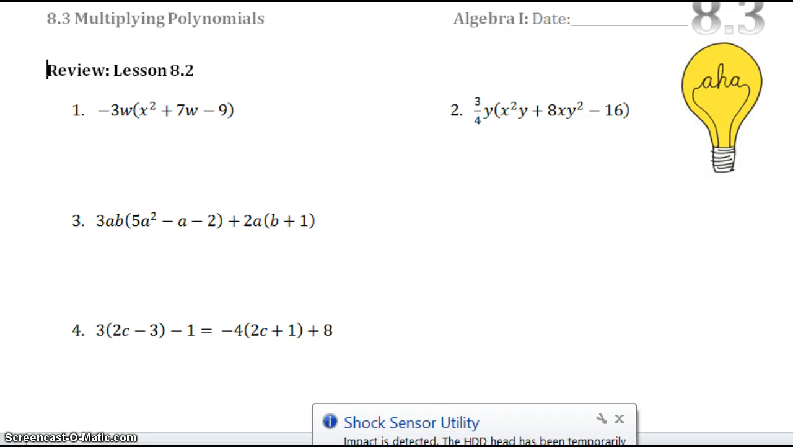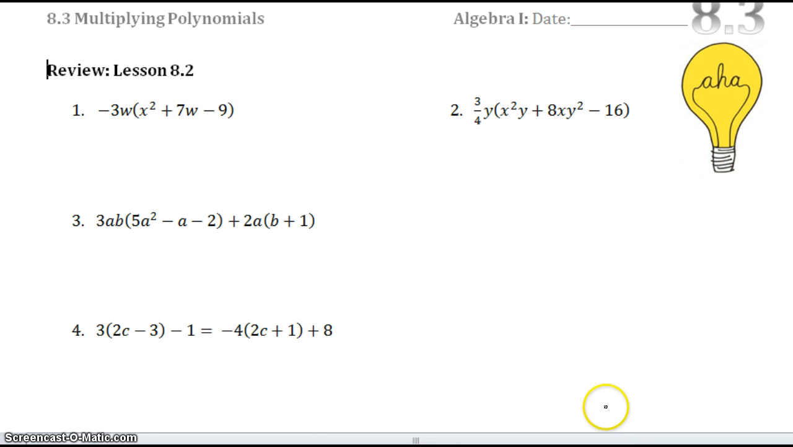Hello, algebra students. We're ready for section 3 of chapter 8. Before we start in on multiplying polynomials, let's make sure we can multiply a monomial by a polynomial. All of these review problems are practicing that, and then of course number 4 you can solve, and the reason you can solve number 4 is because there's an equal sign.